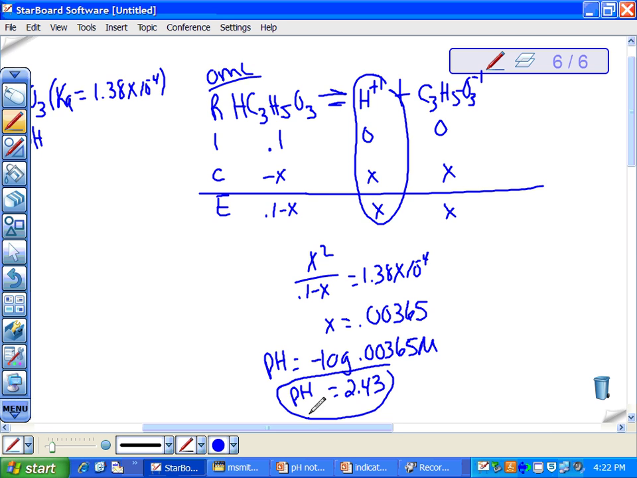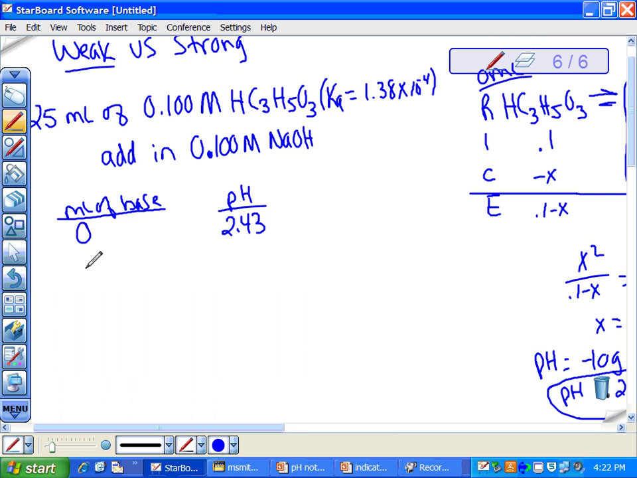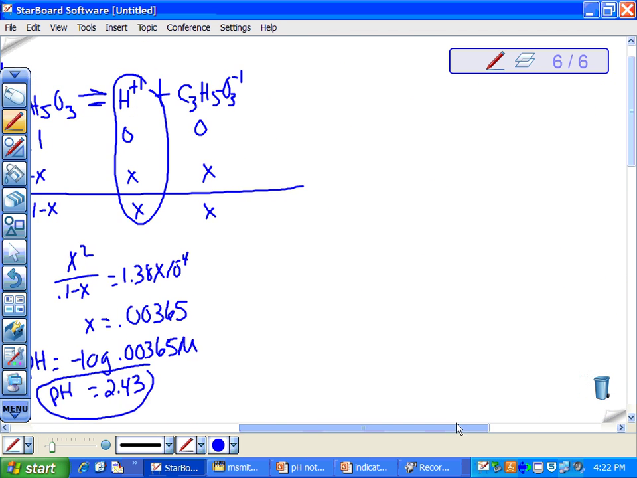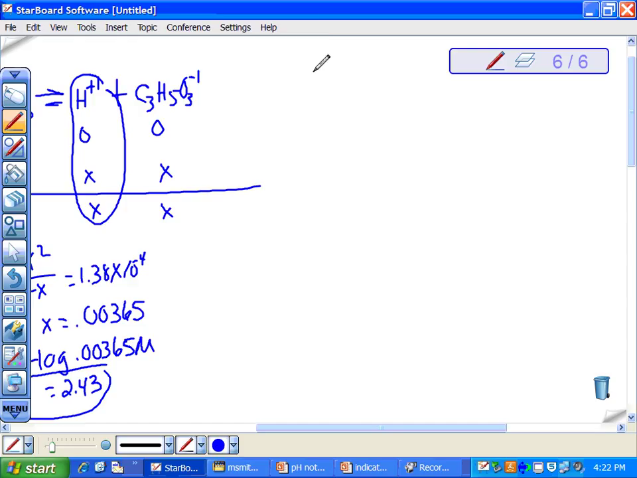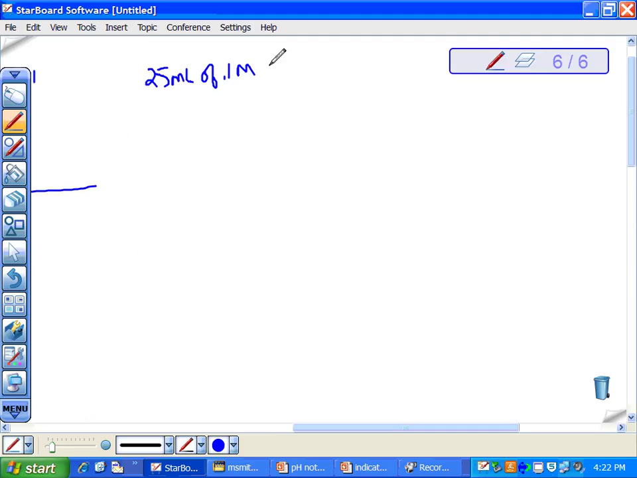So now we're going to slowly start adding in some base. So we're going to do the next point, which is the 4 milliliters of base being added. Let's get our reaction. We're going to have 25 milliliters of 0.1 molar lactic acid, and we're going to be adding 4 milliliters of 0.1 molar sodium hydroxide. Alright, so now we're going to get an acid-base reacting together because there is some base there. So we're going to write our equation.